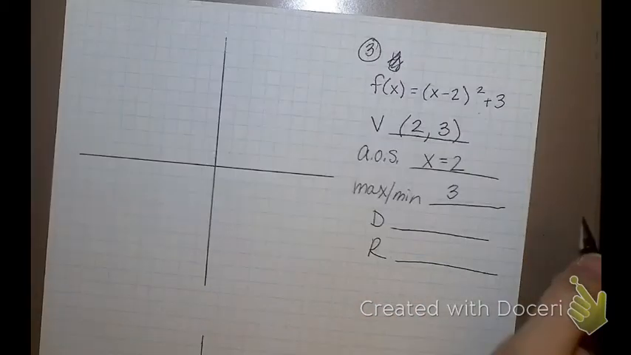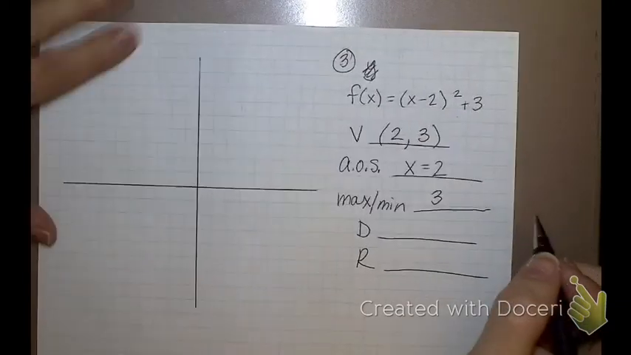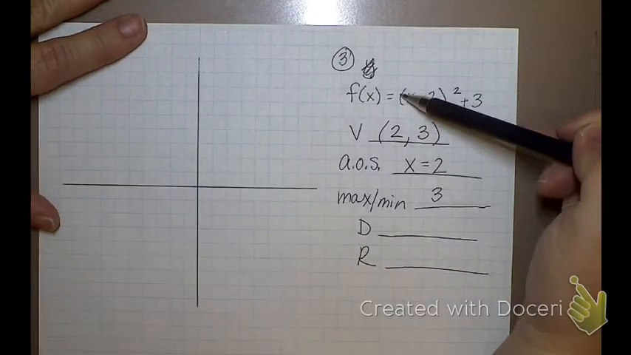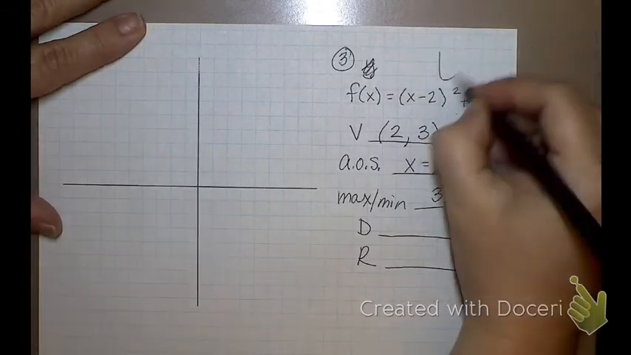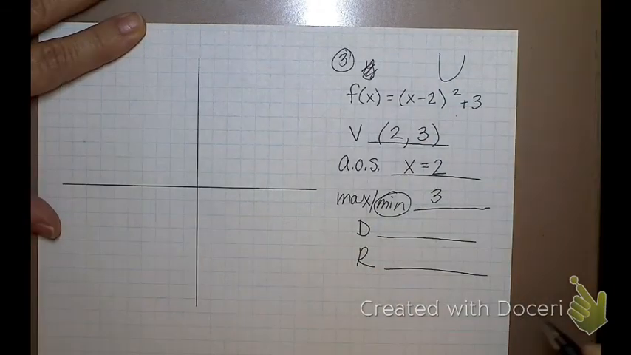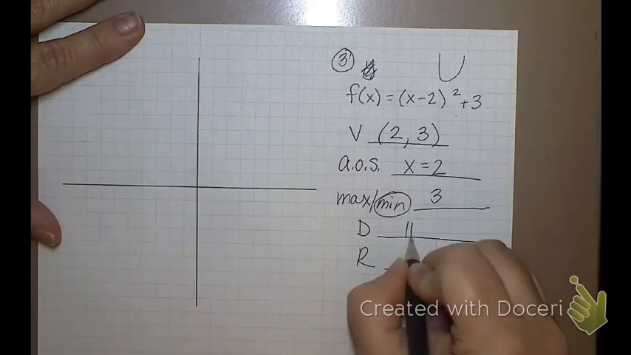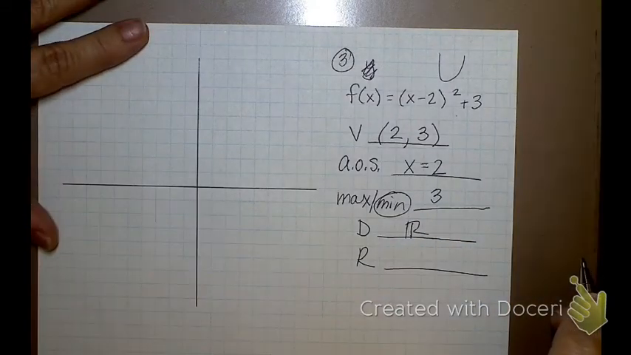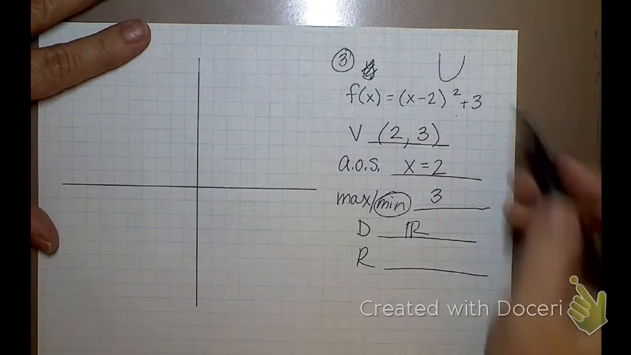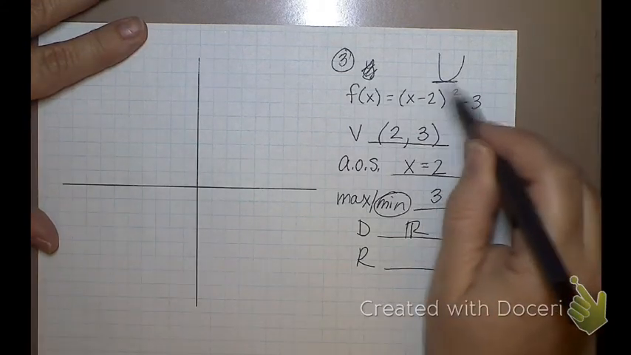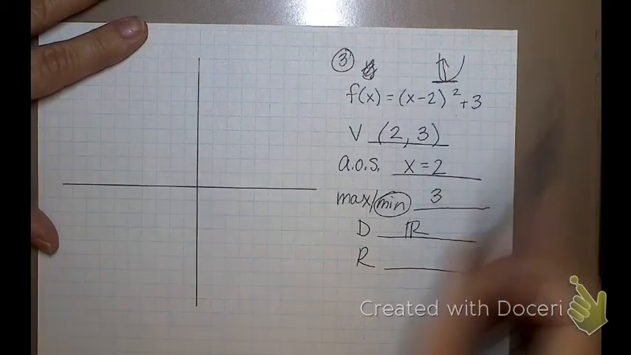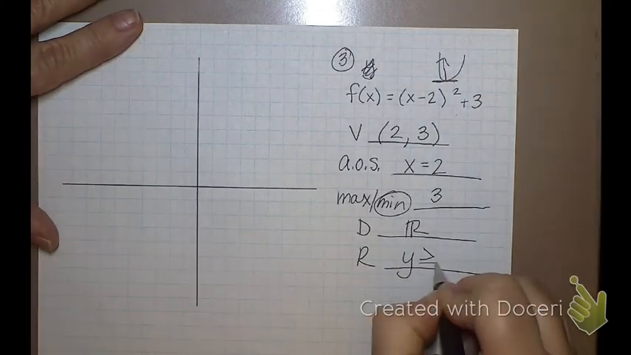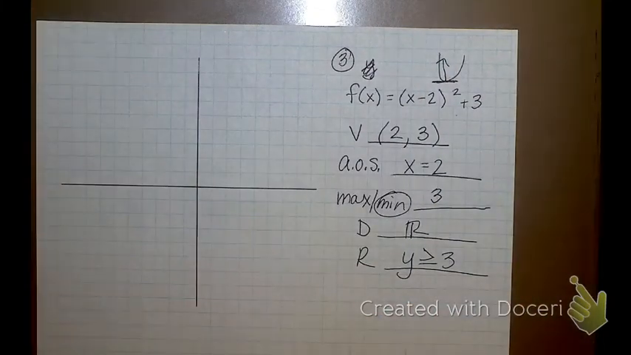Or I could look at the orientation. What direction is this going to open? Up, because it's positive. So it's going to be a minimum. Minimum of 3. What is my domain? All real numbers. And can you tell me my range without even graphing it? If this is 3 and it's a minimum, aren't all the y values greater than 3? So all my y values are greater than or equal to 3. And I haven't even graphed a darn thing yet. Wow, we got all that information.